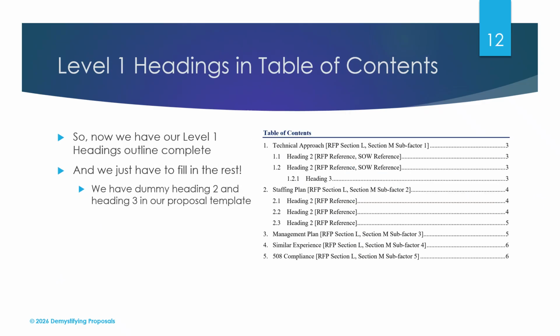So in this screenshot, you can see the 5 level 1 headings: technical approach, staffing plan, management plan, similar experience, 508 compliance. So we have all of our level 1 headings now complete in our outline, and now we just have to fill in the rest. Note that there's a dummy heading 2 and heading 3 in our outline, so that's what's there. We'll fill those in now.